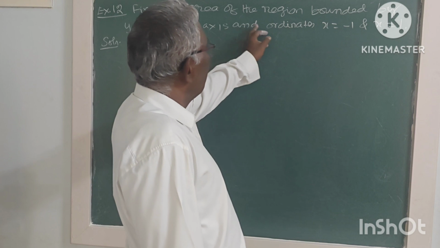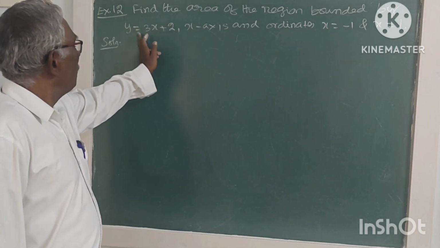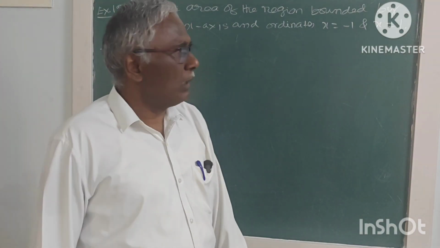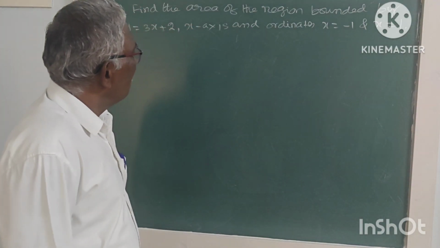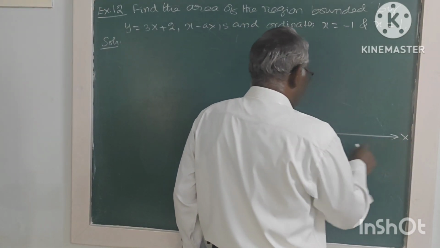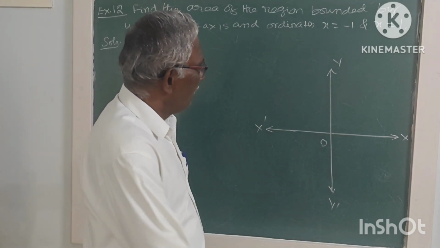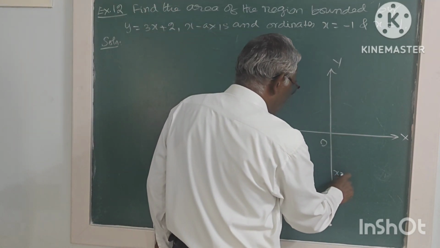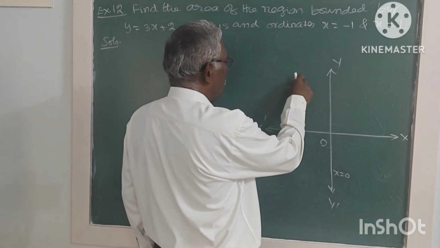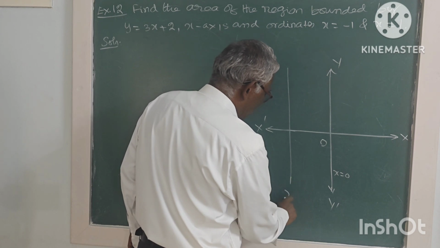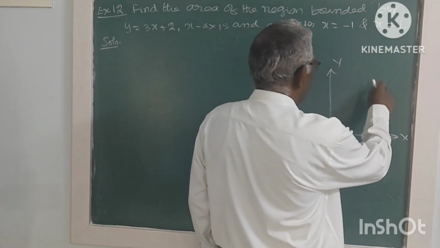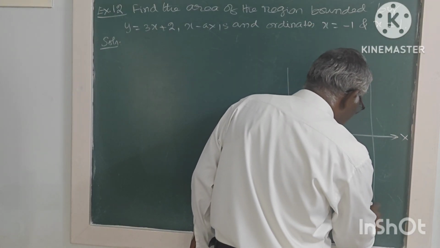Here we have to find the area of the region bounded by the line y is 3x plus 2, the x-axis and the ordinates x is equal to minus 1 and x is equal to 1. So we will draw a rough sketch of these lines. The equation of the y-axis is x is equal to 0. X is equal to minus 1 is a line parallel to the y-axis. On the figure, x is equal to 1 is again a line parallel to the y-axis.